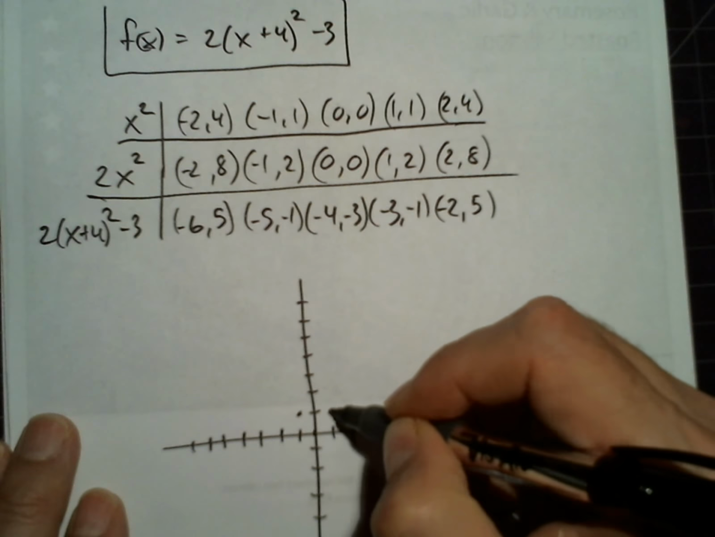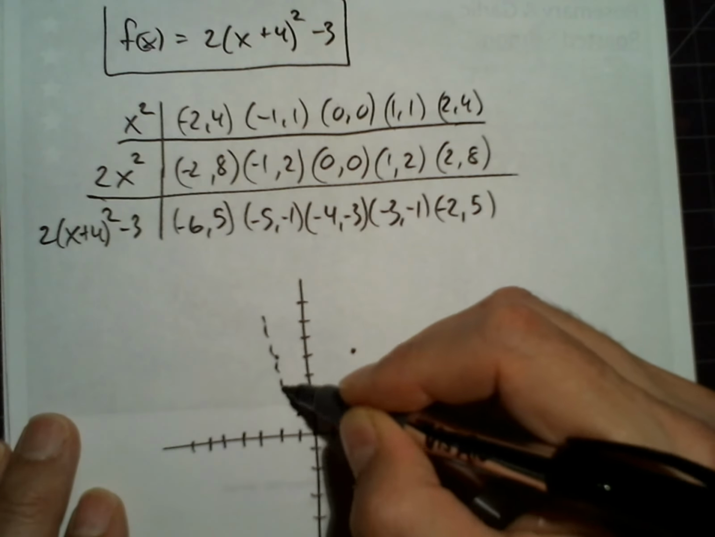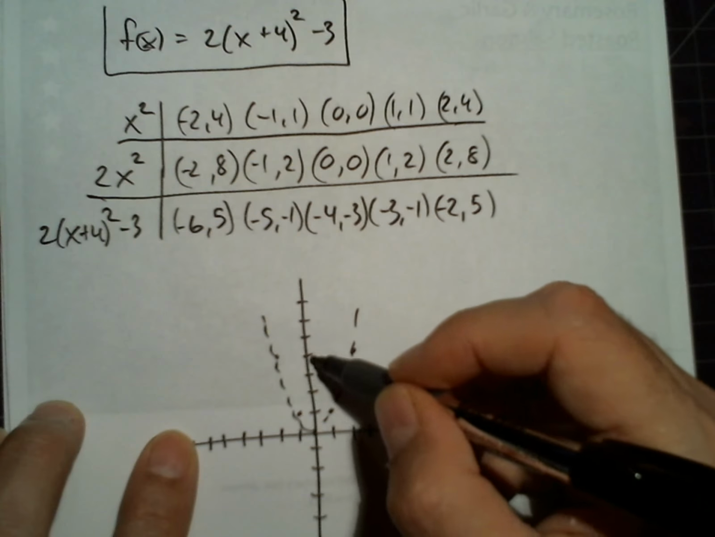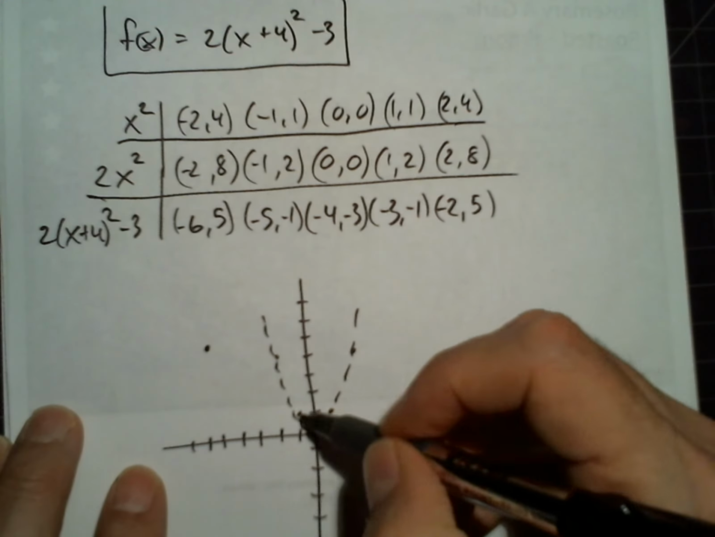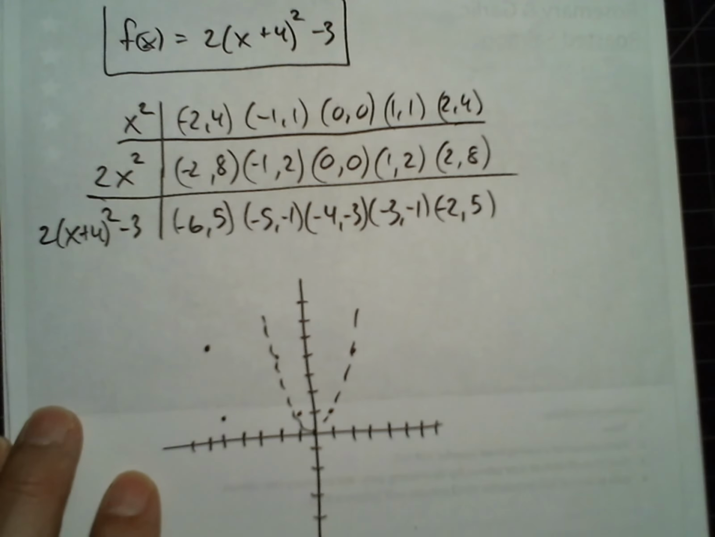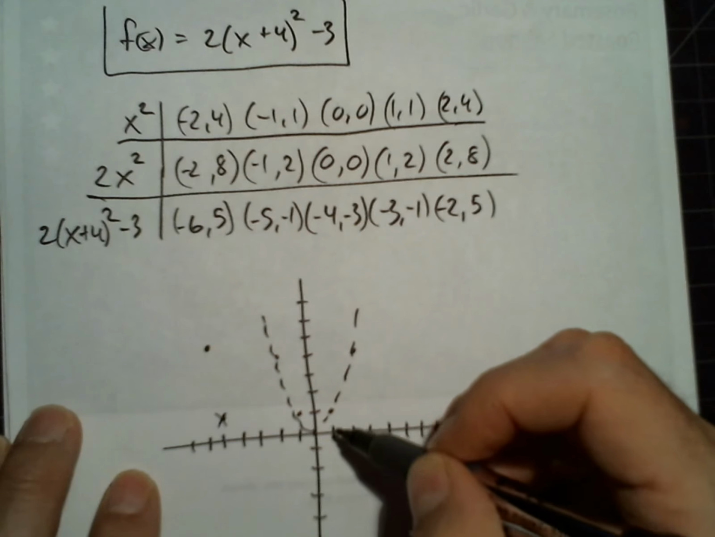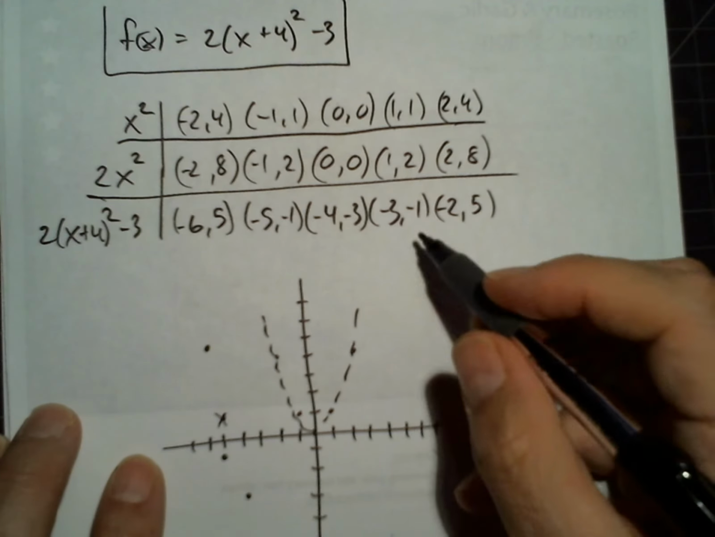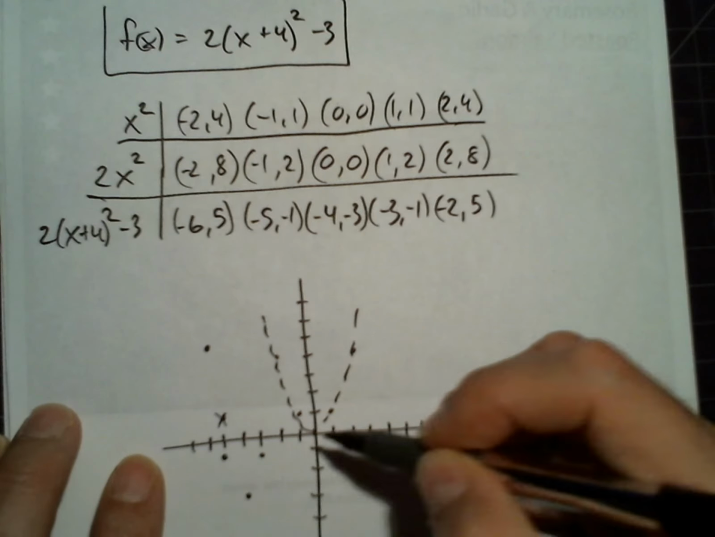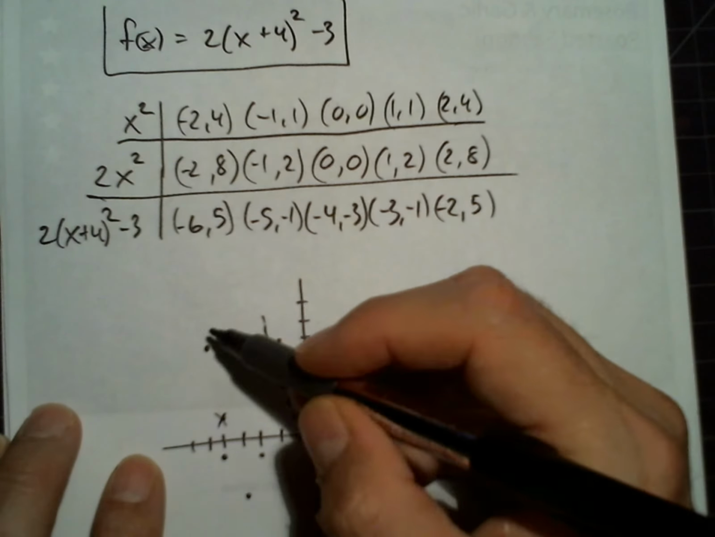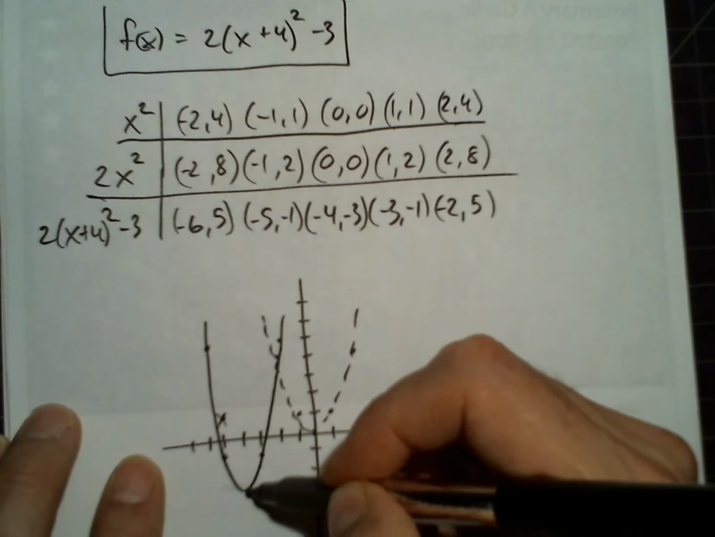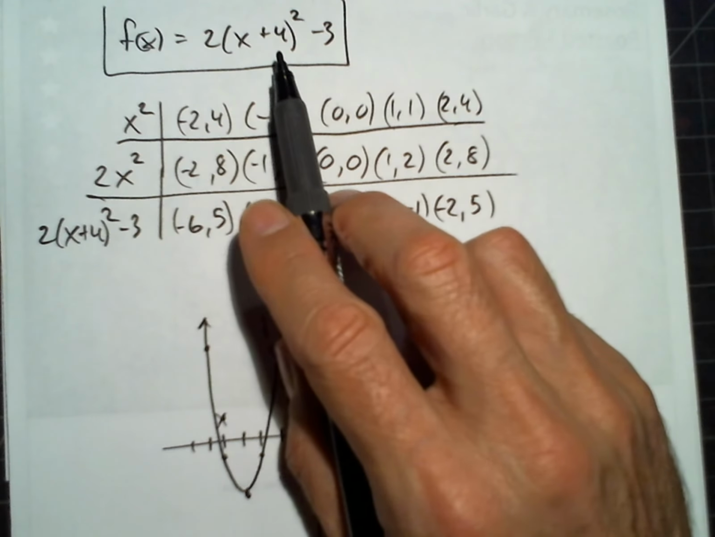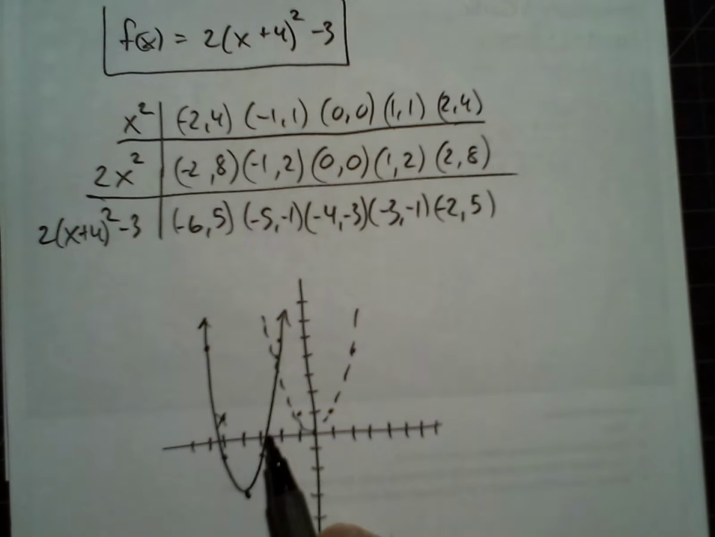The parent function, and then we're going to go -6 up 5, -5 up 1, not there, -5 down 1, -4 down 3, -3 down 1, -2 up 5, and here we have a vertical stretch, translation to the left and translation down. So the graph got stretched vertically.